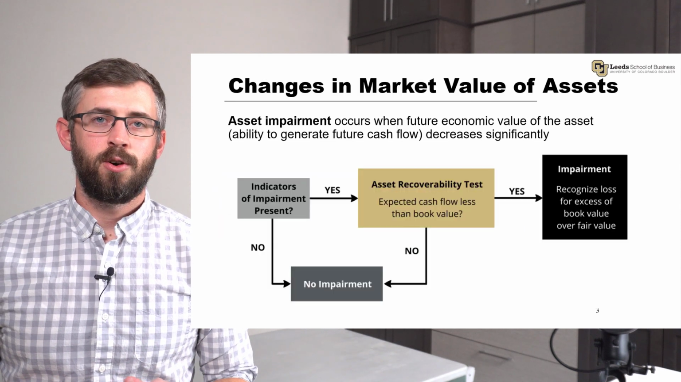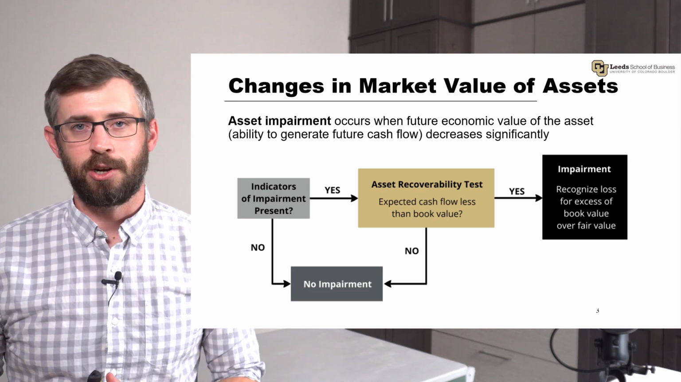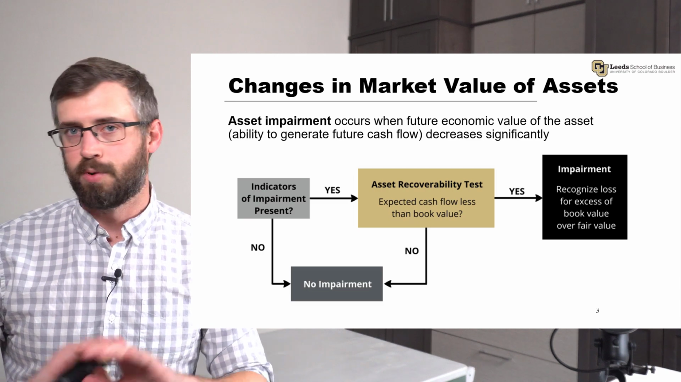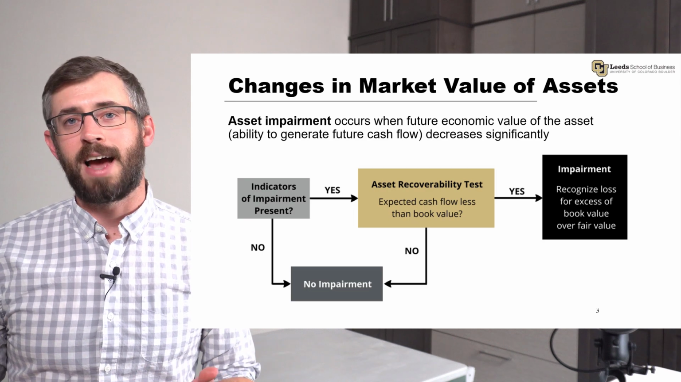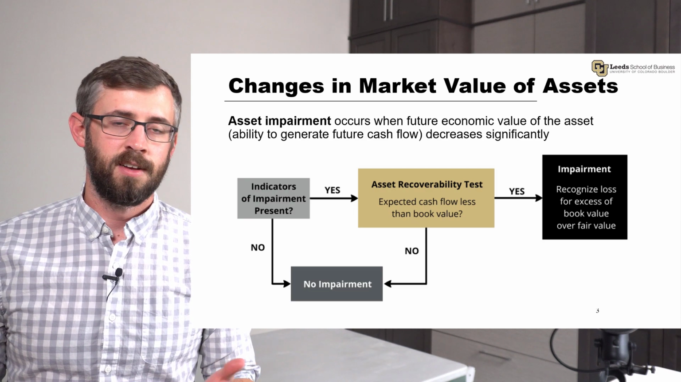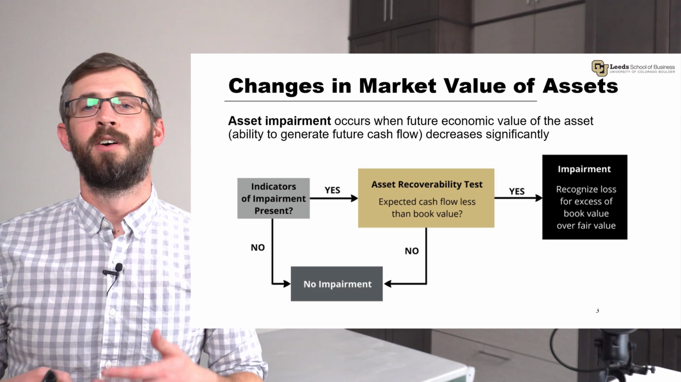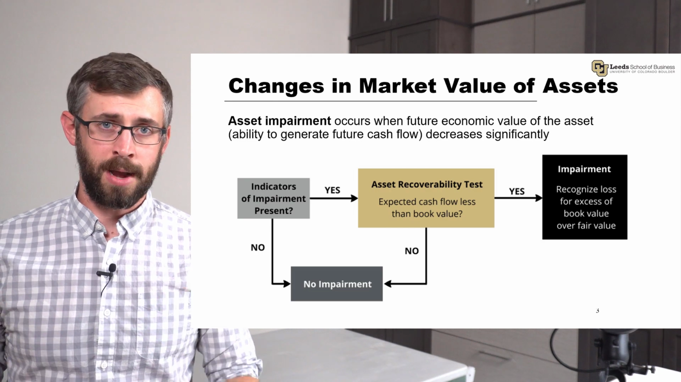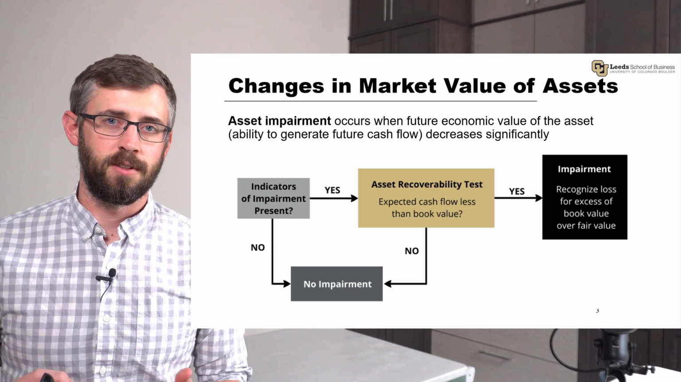When the value of our assets changes, we only care about downward changes. If the value of our assets goes up, we're just going to ignore that and proceed with everything we've learned. But if we think the value of our assets has potentially decreased below what we think those assets might earn for us, we have to test these things for what we call impairment. The impairment test follows a handful of steps.